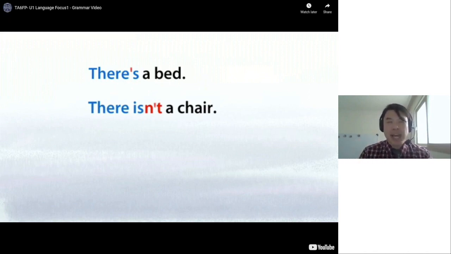Teachers who feel like they have a harder time explaining the grammar concept, or even in the writing sections, you can see that there is a video that's going to be supplying there is a bed and then showing that contraction. There is not a chair and then showing that contraction too. So please do not feel like if you're having difficulty explaining any of the grammar patterns in the language focus sections, we do have the audios and videos that are going to help you in the classroom.